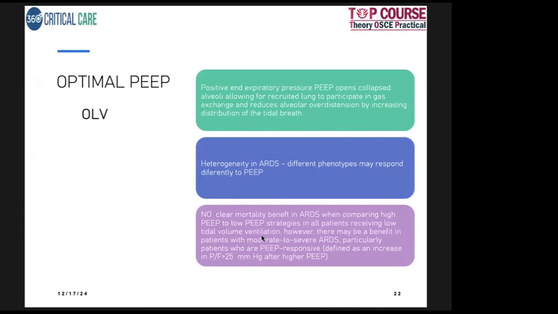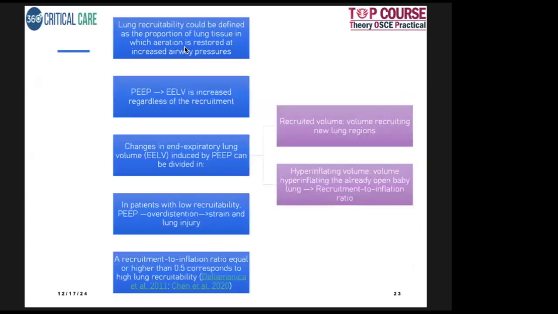So with studies, there is no clear mortality benefit in ARDS when comparing high PEEP versus low PEEP strategies in a patient with low tidal volume ventilation. However, there may be benefit in the oxygenation index when it is used in moderate to severe ARDS patients. Okay, so lung recruitability when you apply PEEP can be defined as the proportion of the lung tissue in which aeration is restored at increased airway pressures. Okay, whenever you give PEEP, the end expiratory lung volume is definitely increased regardless of the recruitment.